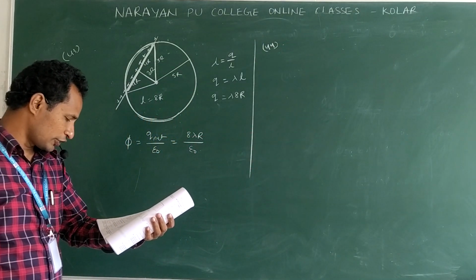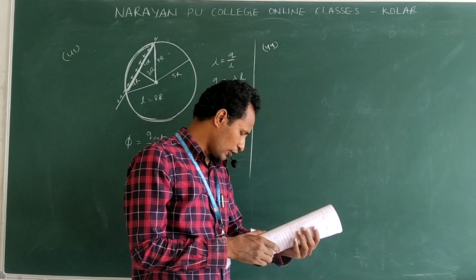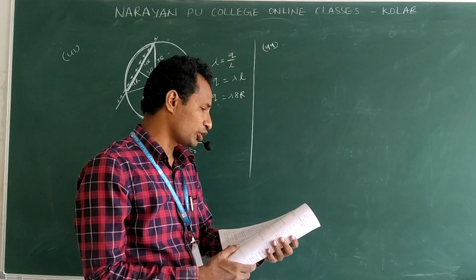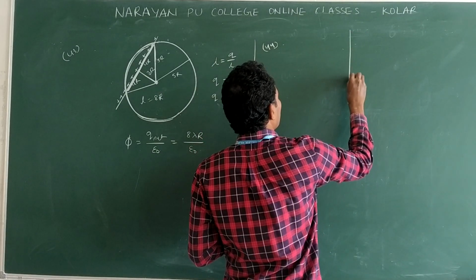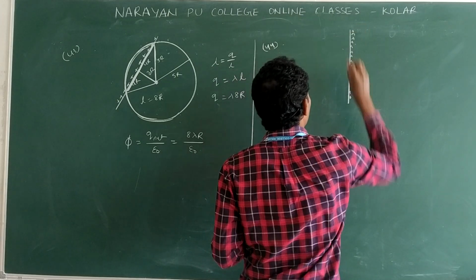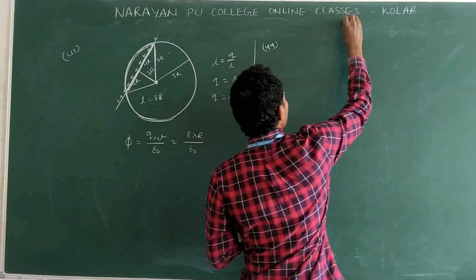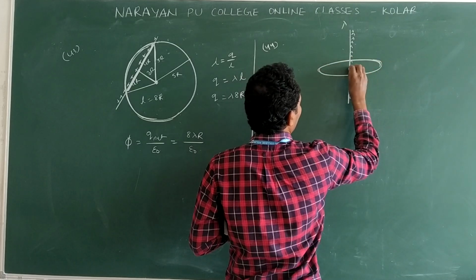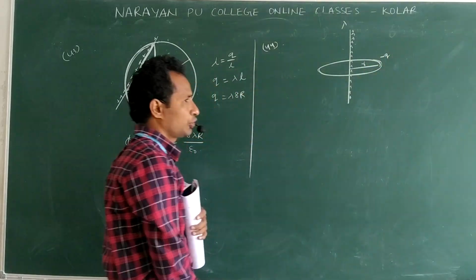A particle of charge minus q and mass m moves in a circle of radius r around an infinitely long wire having linear charge density lambda. The frequency of revolution will be. Now this is a long wire having a charge, linear charge density lambda. Around this, one charged particle is revolving with a radius r. This charge is given as minus q.